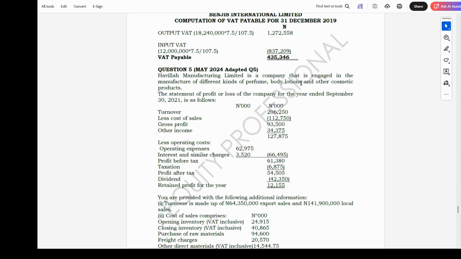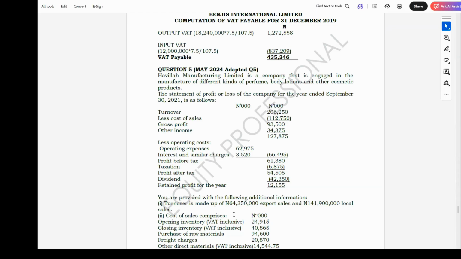a company dealing in different kinds of perfume, body lotion, and other cosmetic products. The statement of profit or loss of the company for the year ended September 30, 2021 is as follows. We have turnover, less cost of sales, gross profit, other income, less operating costs, interest and similar charges, profit before tax, taxation, profit after tax, dividend, retained profit for the year. All are figures. You are provided with the following additional information. Turnover is made up of 64,350 export and 141,90 local sales.